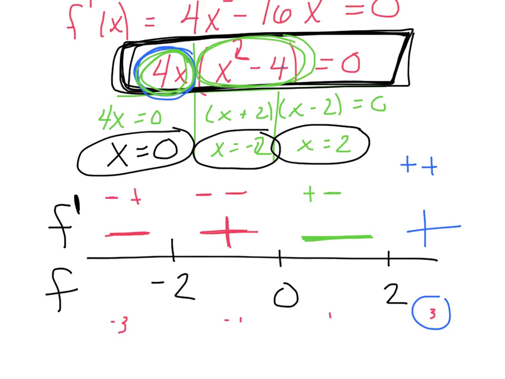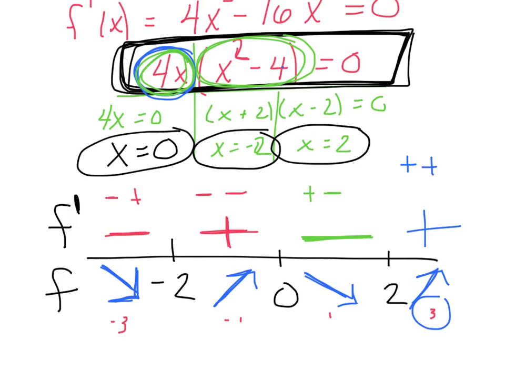Now finish your sign chart. Describe f. If f prime is negative, f is decreasing. If f prime is positive, f is increasing. If f prime is negative, decreasing, and then again, increasing. This sign chart needs to be perfectly labeled. It is not an option. F prime and f, correct signs, correct arrows.